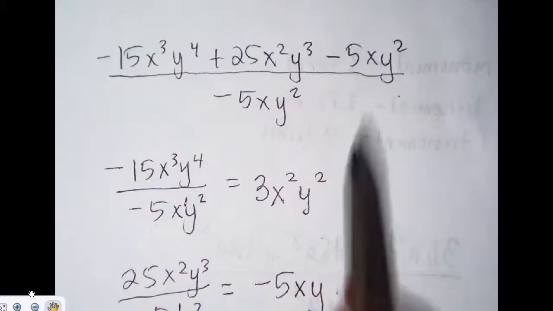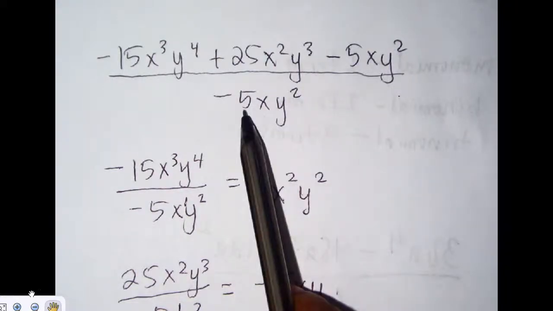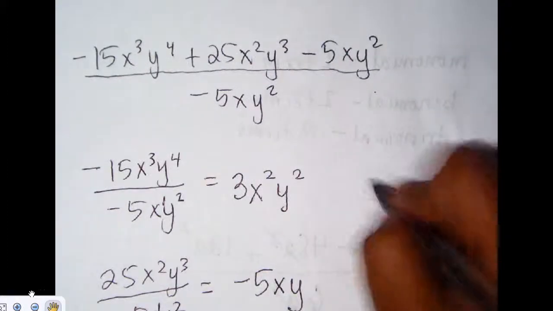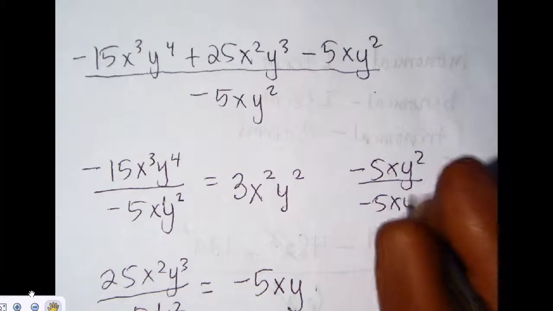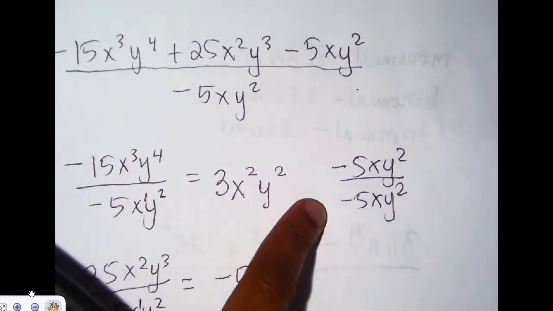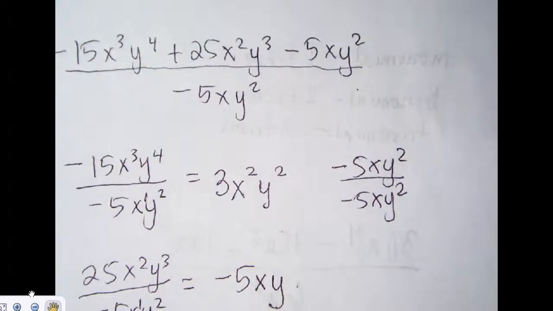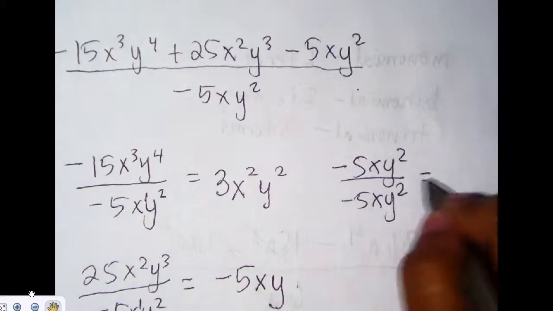Okay? And for the last one, you notice that these are identical. So this is just going to be a positive 1. So let me just put that right here. So I have negative 5xy squared divided by negative 5xy squared. And so again, if you have something being divided by itself, like 7 divided by 7 is 1, well, even though this looks kind of weird, this is still 1.